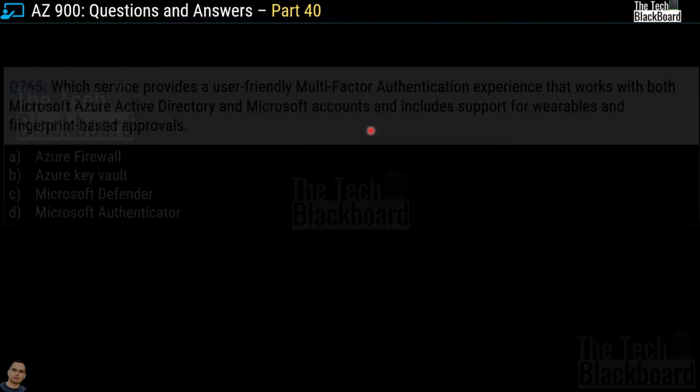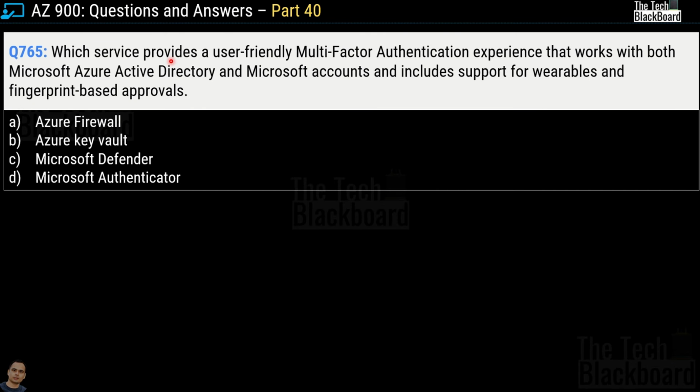And now on your screen is question number 765, which says, which service provides a user-friendly multi-factor authentication experience that works with both Microsoft Active Directory and Microsoft accounts and includes support for biometric and fingerprint-based approvals? And yes, my friends, this is also one of the very latest questions in AZ-900. What are the options for you? Well, the first option given is Azure Firewall. Then we have Azure Key Vault. Thirdly, we have Microsoft Defender. And lastly, Microsoft Authenticator. And the correct answer for this question is, could you guess the answer? Well, it is option D, Microsoft Authenticator.